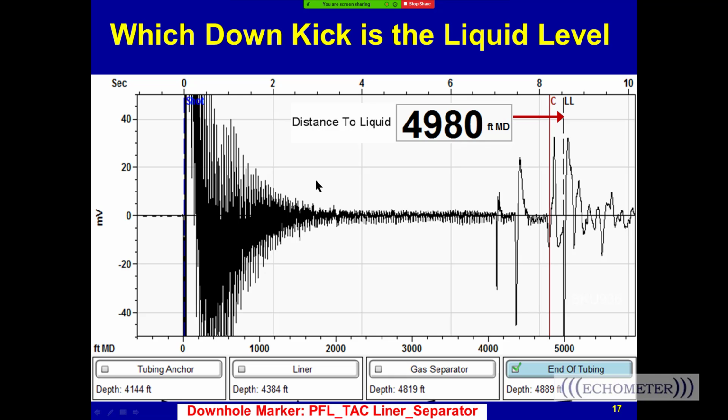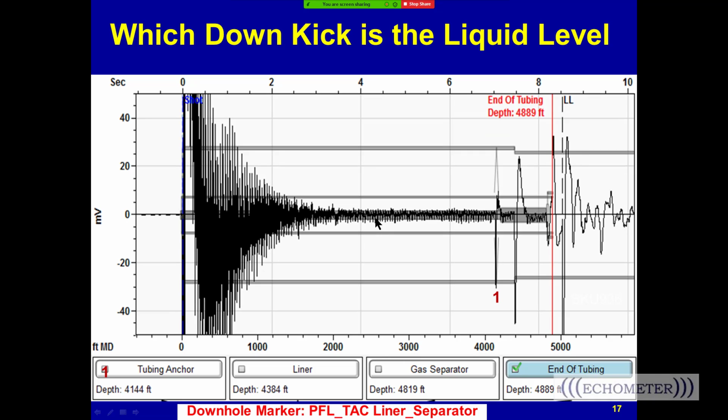Another well with lots of echoes. So we see a down and a down and a down and a up and a down. Oh man, this gets pretty confusing. And so this is the biggest down kick, so we probably pick that as liquid level, but it's confusing without trying to match it up with your Wellbore overlay.